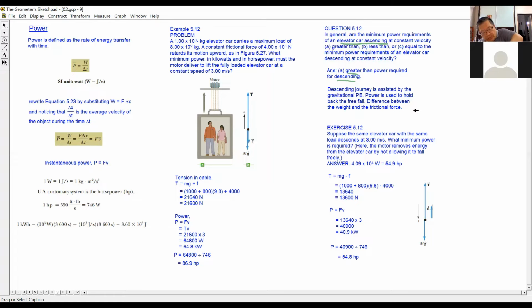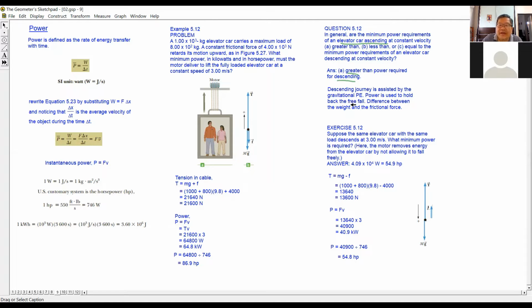Not only is the power used to hold back the load, it is also used to overcome the friction of the cable. So the power of the motor is used to hold back the weight and also the friction, right? How about when you hold back the weight, then you don't need the full power, right? Part of it you don't need. Part of the mg, right? You don't need the full mg to make it accelerate downward.